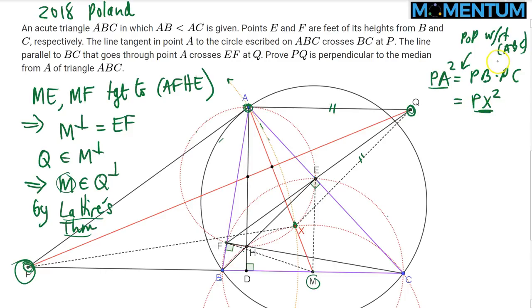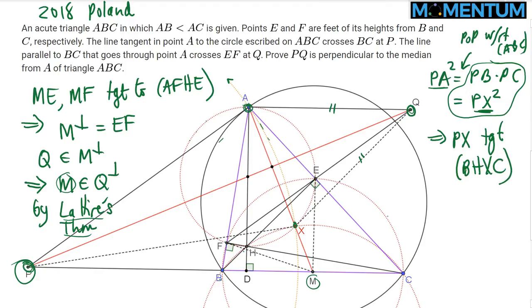But wait, if PX squared is equal to PB times PC, because B, H, X, and C are all on a circle, it implies that PX is tangent to that circle BHXC. Whew. But obviously we don't need it, since we already know that PA squared is equal to PX squared, so that implies that PA is equal to PX, and as a result, triangle APX is also an isosceles triangle.